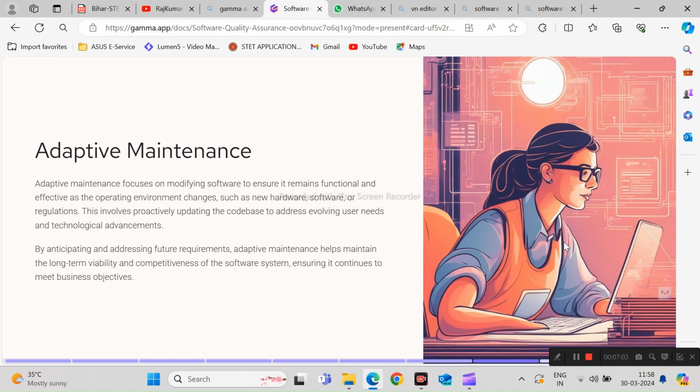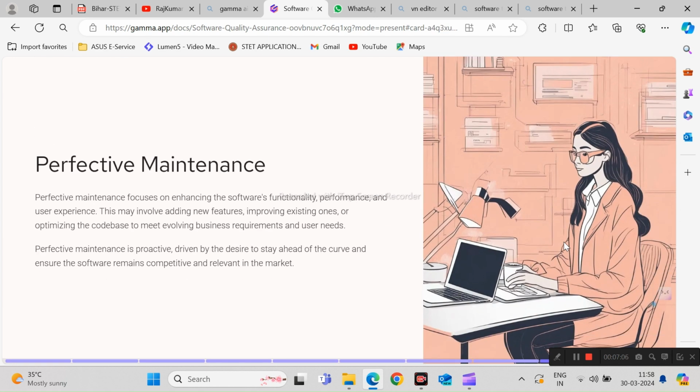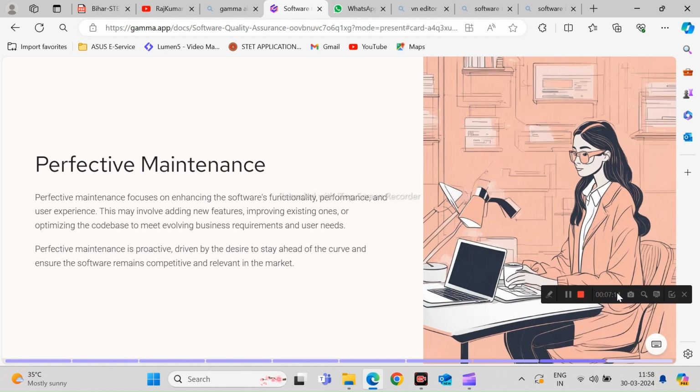Move ahead and see perfective maintenance. Perfective maintenance focuses on enhancing the software's functionalities, performance, and user experience. This involves adding new features, improving existing ones, and optimizing the code base to meet evolving business requirements and user needs. Perfective maintenance is proactive, driven by the desire to stay ahead of the curve and ensure the software remains competitive and relevant in the market.